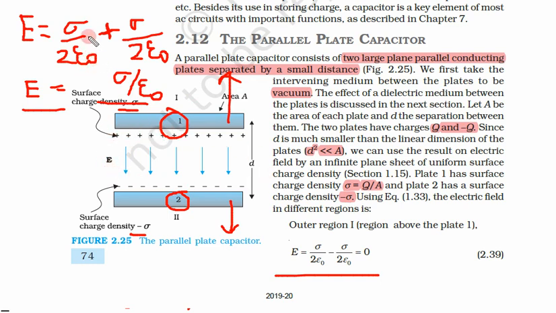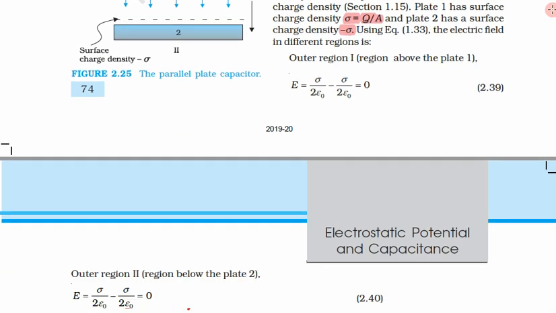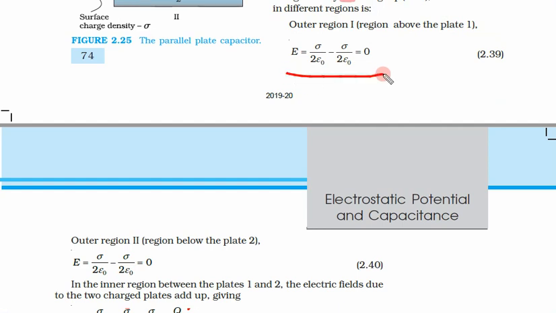So total field is sigma upon 2 epsilon naught plus sigma upon 2 epsilon naught, which becomes sigma upon epsilon naught. So none of the flux is leaving the plates of this capacitor. So for the first case the field is 0. For the second region it is again 0. Now for the third region the field is simply sigma upon epsilon naught.